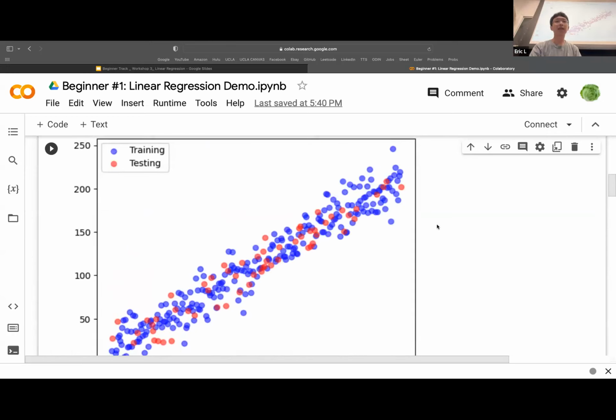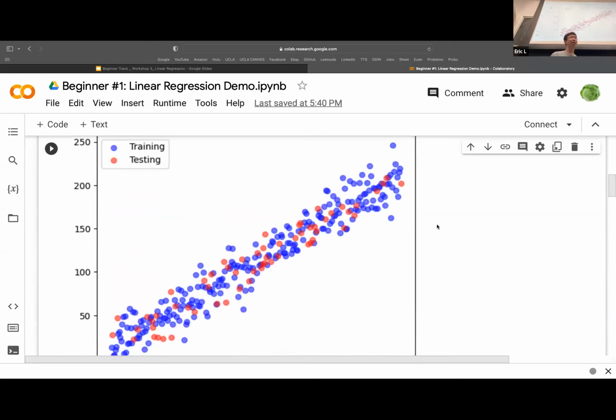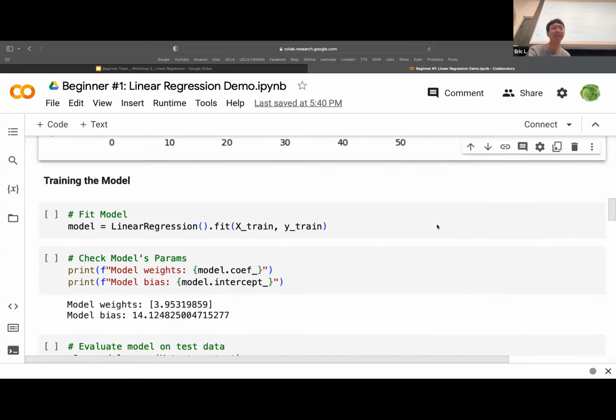Anyways, so given that we have our training data and we have our testing data, now let's build our model. Woo! I'm not hearing the excitement, y'all. Woo! That's what we like to hear. All right. Okay, let's build our model now.